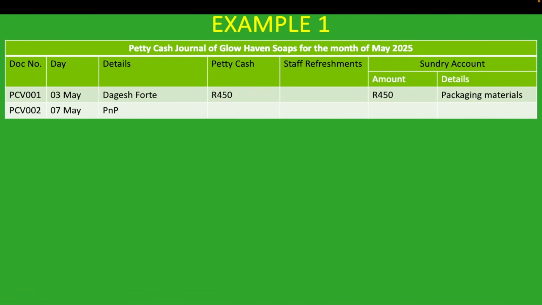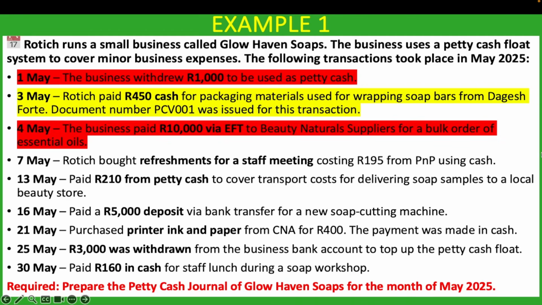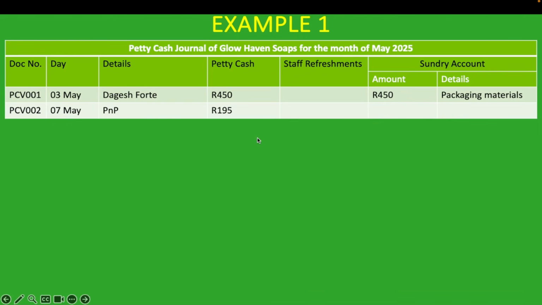And then what is the petty cash amount? Well, let's go back here. You can see it's 195 Rand. So we're going to put that under petty cash as 195 Rand. And these were for refreshment for staff meeting. So we're going to put 195 Rand under petty cash.